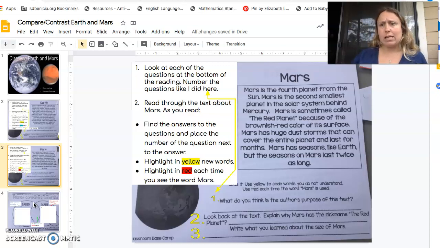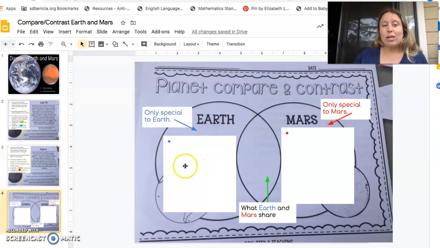Okay, so this next part, you can try to do on your own. I think it would be a great idea if you just went for it. And if you get stumped, you can also do it with me in the next video. So here are the instructions for the compare and contrast page.